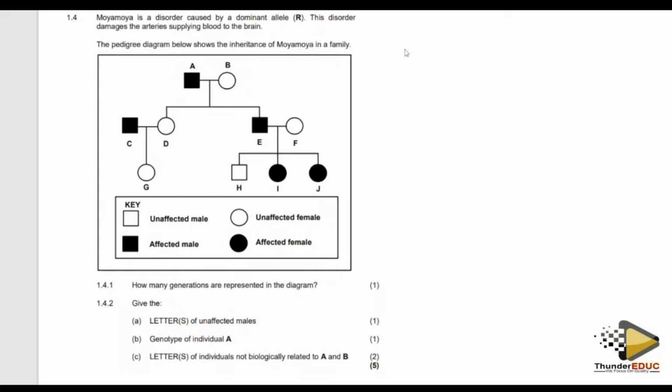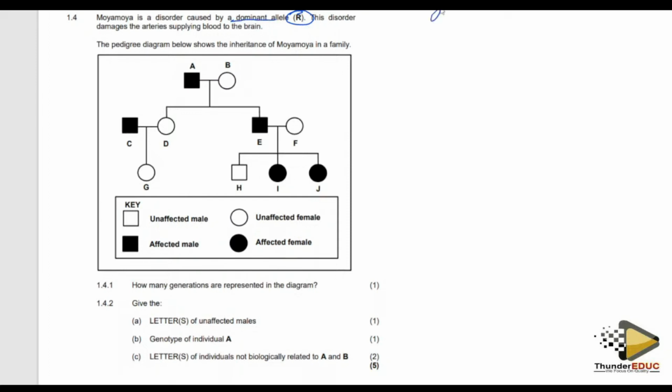You see, the question is stating that it is caused by a dominant allele. This disorder damages the arteries supplying the blood to the brain. Okay? So what is important here in this statement is not the blood supply, and we don't want to know the condition. What is important is that it is caused by a dominant allele. This is a key point.